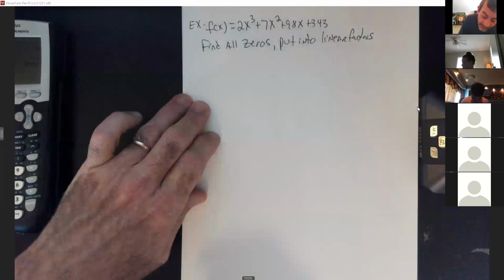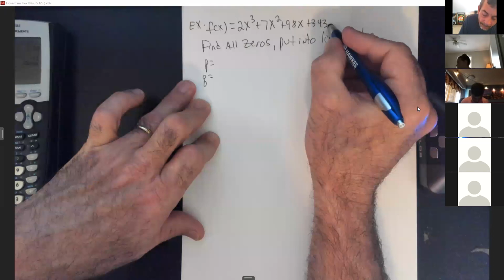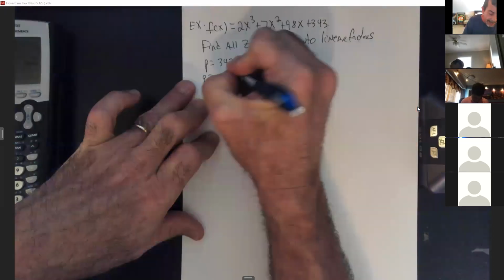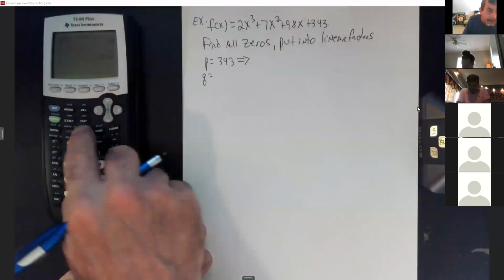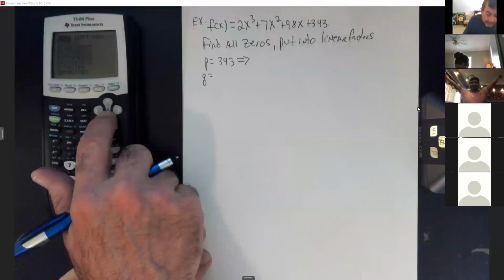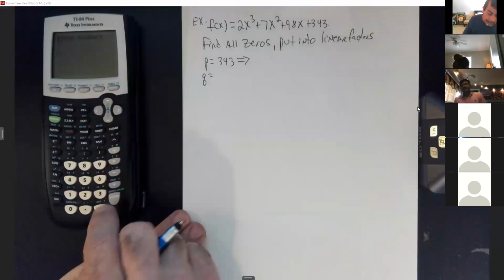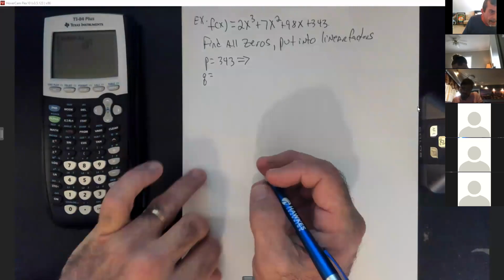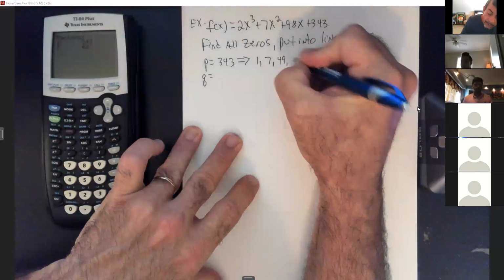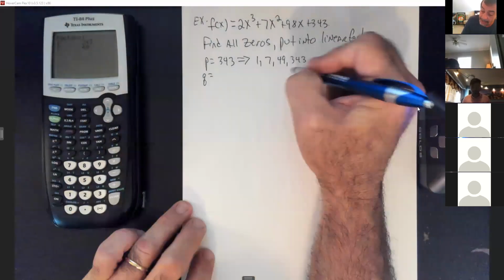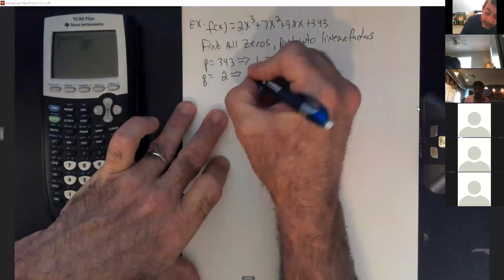So first thing I'm going to do is find my p's and my q's. So p would be 343. So let me find my factors of 343 on my calculator. I'm going to hit program, go to factor 2 for all the factors, hit enter. All right, I want all factors of 343. Y'all, when I hit enter, I get 1, 7, 49, and 343. And all those could be pluses or minuses. Now my Q is the first number, which is a 2. And the factors of 2 would be 1 and 2.